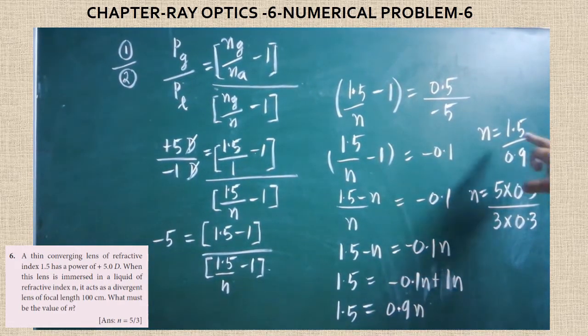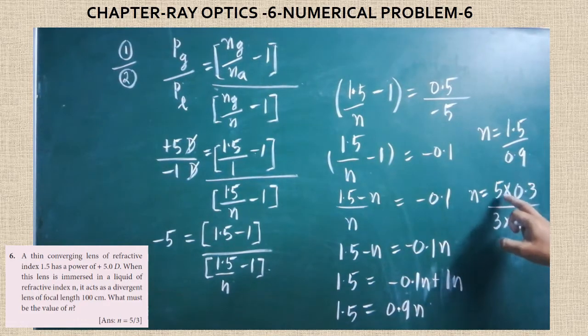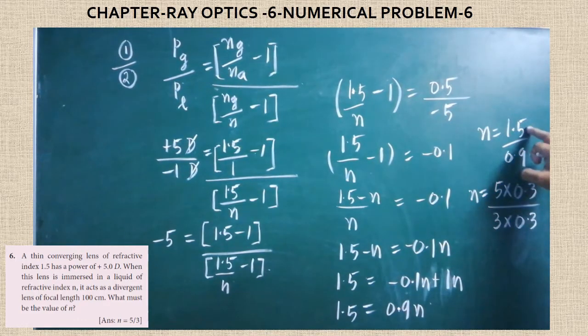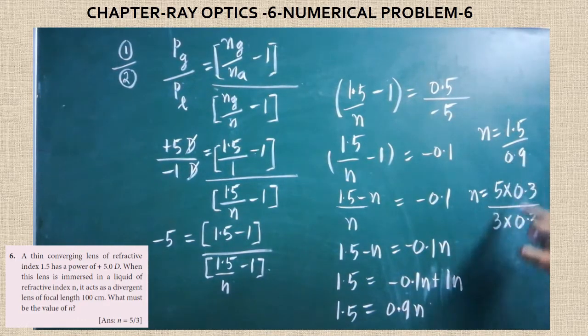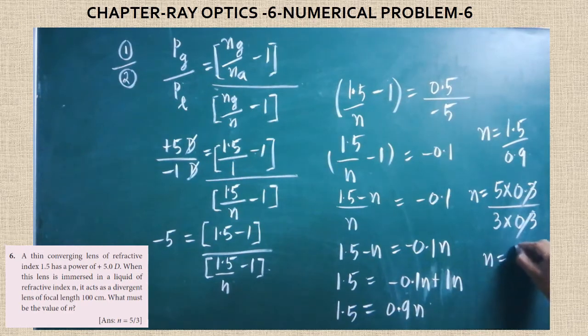Here 1.5 divided by 0.9 can be written as 5 into 0.3 is equal to 1.5, and 0.9 can be written as 3 into 0.3. 0.3 can be cancelled. Finally, you are able to get the answer as given in the textbook. So, the refractive index of the liquid in which the lens is kept can be calculated. Its value is 5 divided by 3, 5 by 3. Okay, very simple problem.